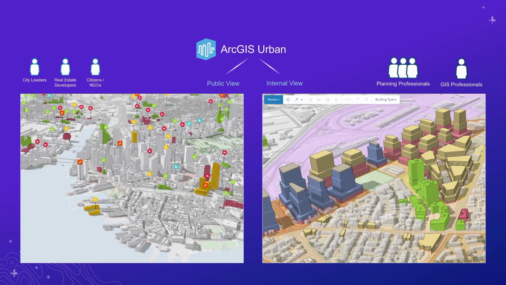The internal view is where planning professionals work to actually author plans and projects. So they can create a new plan, create a scenario, propose change, measure the impact of that change, and make decisions about what kind of change they want to pursue. And it's also a place where the GIS professionals who are supporting them can share additional information, like additional indicators and additional analysis, to support those planning professionals if necessary.